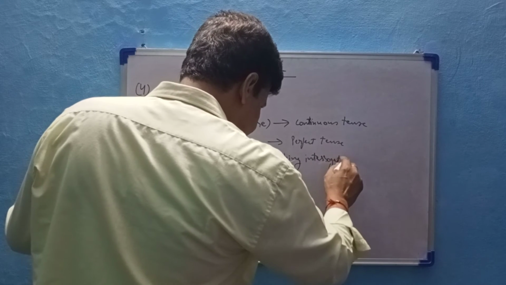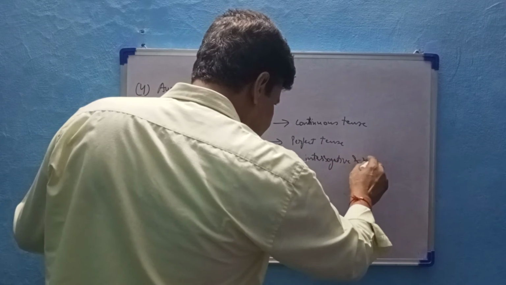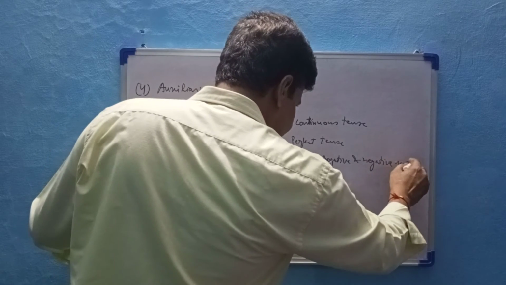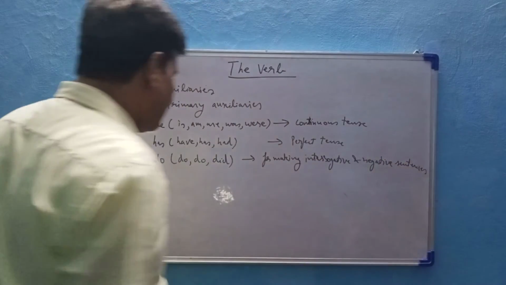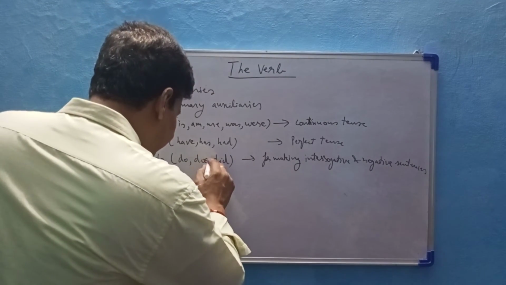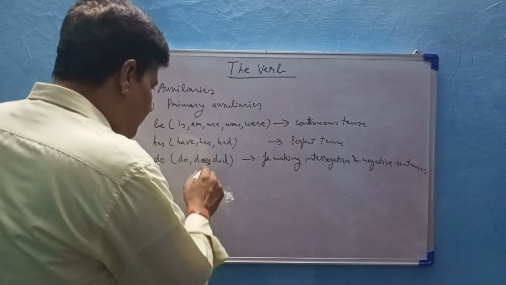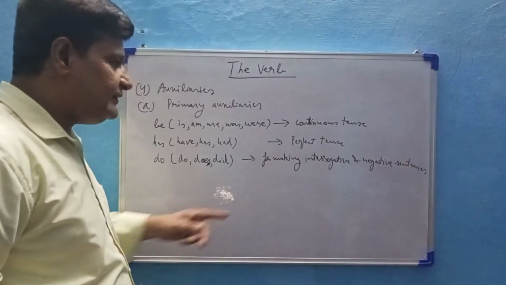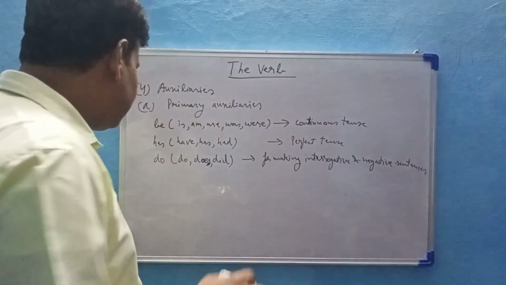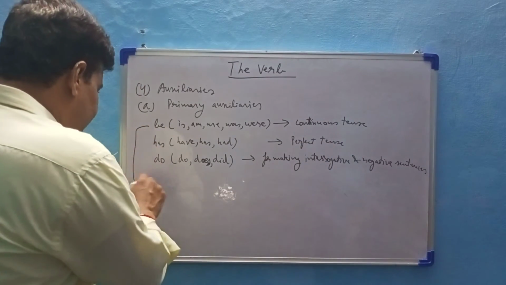For making interrogative and negative sentences, do, does and did are used. Do, does and did, these are used for making interrogative or negative sentences. Let us see some examples. Examples of type B.